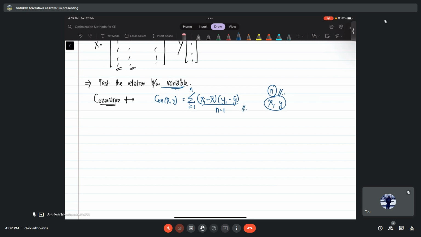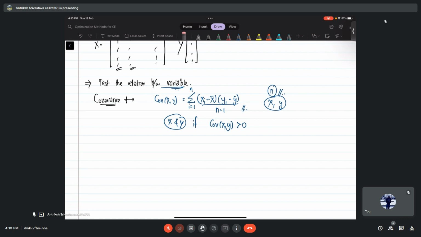Now, can anyone tell me what type of correlation exists between x and y if covariance of x and y is greater than 0? Yes, Heyman. This is a positive correlation. If it is zero, then there is no relationship, and if it is minus one, then it is a negative covariance. So when it is negative, it is negatively correlated.